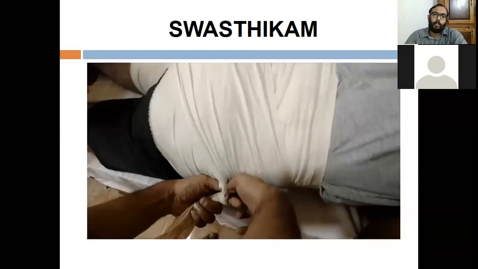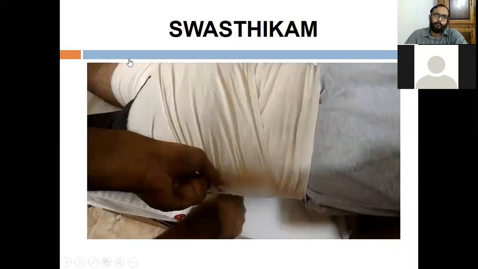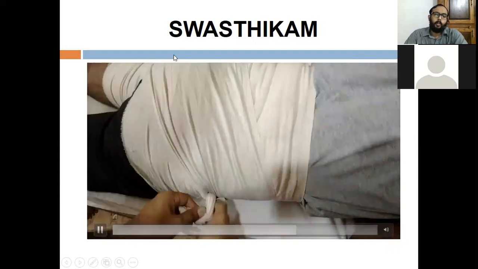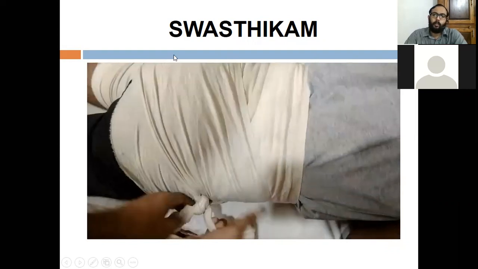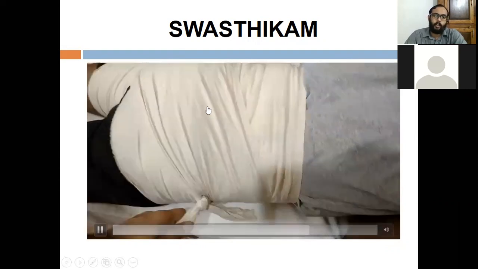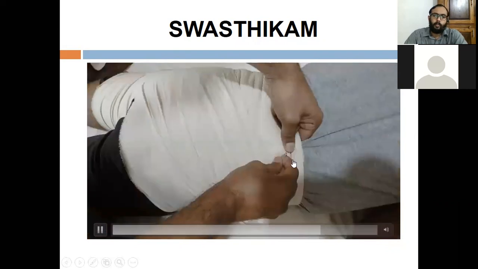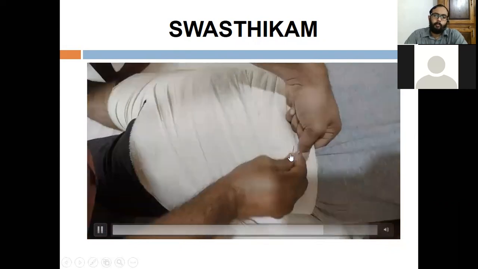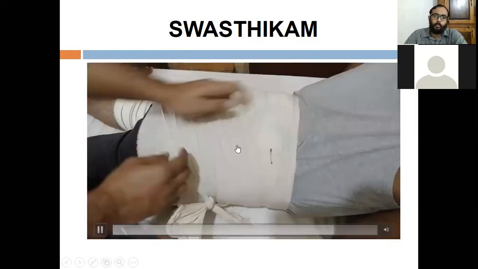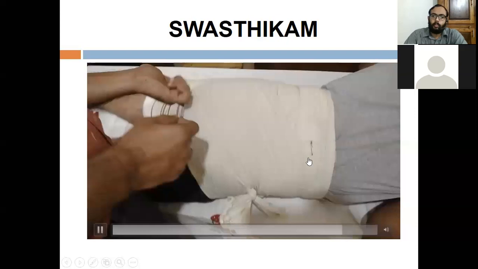We are taking 2 circular turns over the trunk and then 2 circular turns towards one hip and thigh. We are taking 2 circular turns. This is actually swastika bandha or hip spica bandage. This safety pin is used to avoid inward rolling of the bandage.